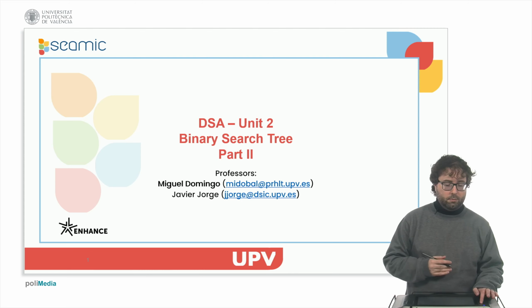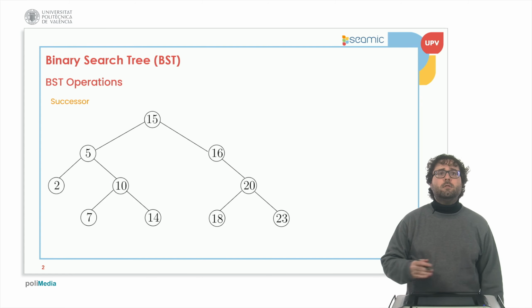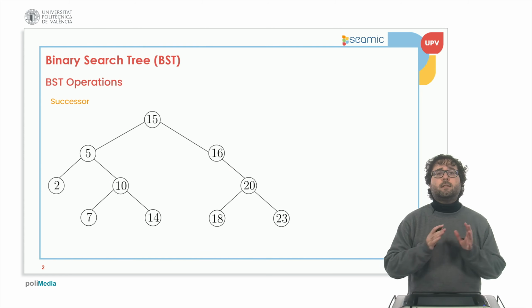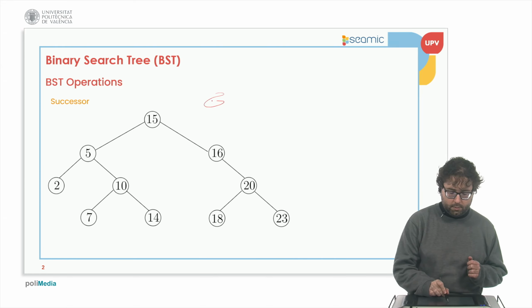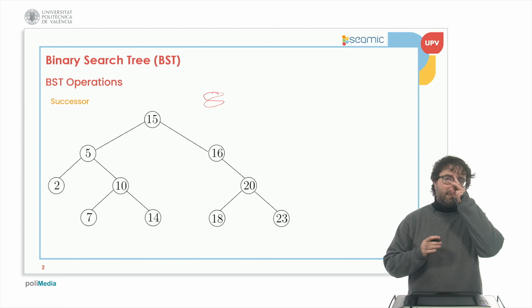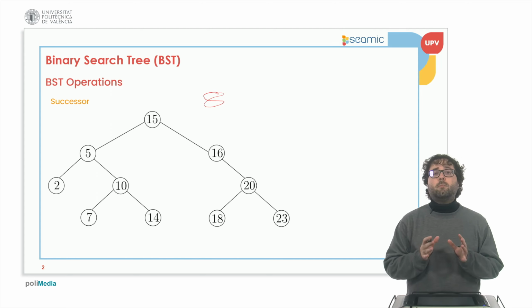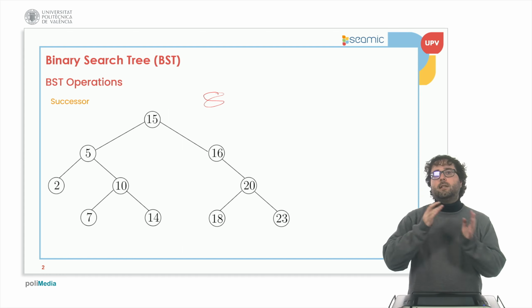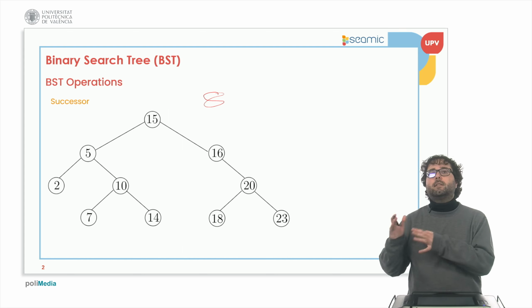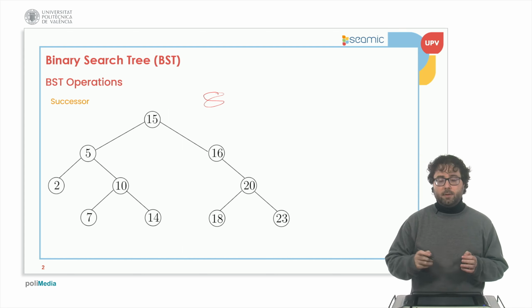So now we are going to continue with the next operation, which will be finding the successor of a given number. For example, you want to find the successor of 8. Also mind that the number does not need to be inside the tree, but we want to find the next bigger number that is in the tree.